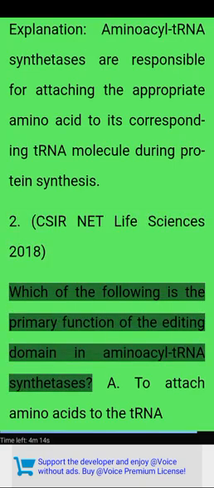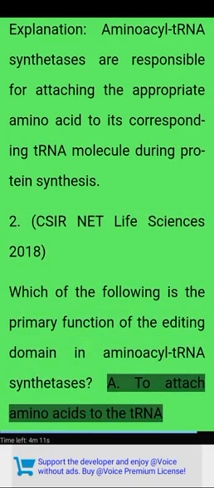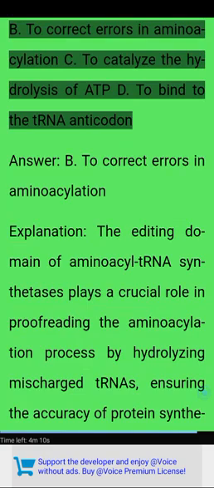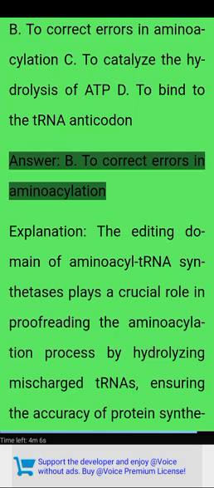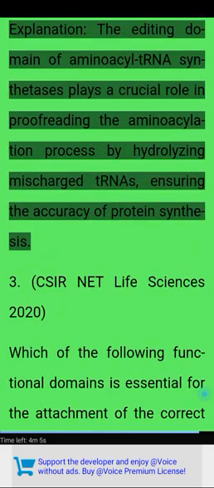2. CSIR NET Life Sciences 2018. Which of the following is the primary function of the editing domain in aminoacyl tRNA synthetases? A. To attach amino acids to the tRNA. B. To correct errors in aminoacylation. C. To catalyze the hydrolysis of ATP to bind to the tRNA anticodon. Answer. B. To correct errors in aminoacylation. Explanation. The editing domain of aminoacyl tRNA synthetases plays a crucial role in proofreading the aminoacylation process by hydrolyzing mischarged tRNAs, ensuring the accuracy of protein synthesis.